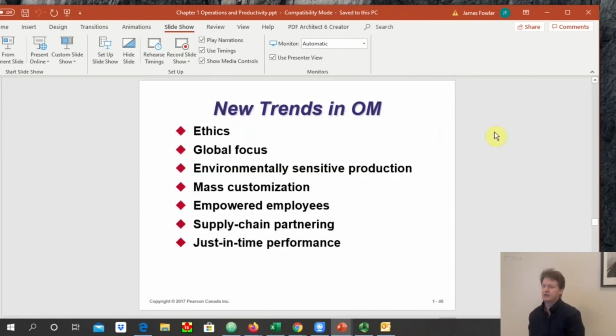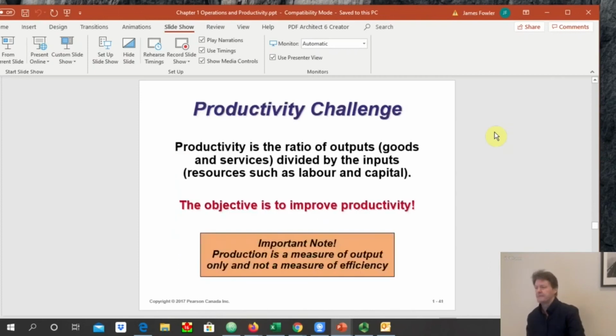Some new trends in operations management: ethics, global focus, a really huge one, as I just mentioned, environmentally sensitive production, mass customization, empowering employees, huge, and the training that goes along with that. And just-in-time for performance.